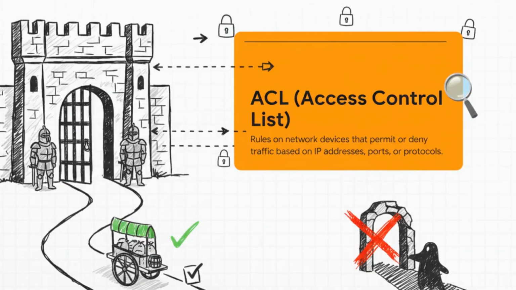Okay, so who gets to decide which merchants are even allowed into that courtyard? Well, that's the job of the Access Control List, or ACL. Just think of it like the official rule book for the guards standing at the main gate. It has super specific instructions like, okay, allow traffic from this known ally, or absolutely deny anyone trying to use this secret forbidden passageway, which in our world is just a specific network port.